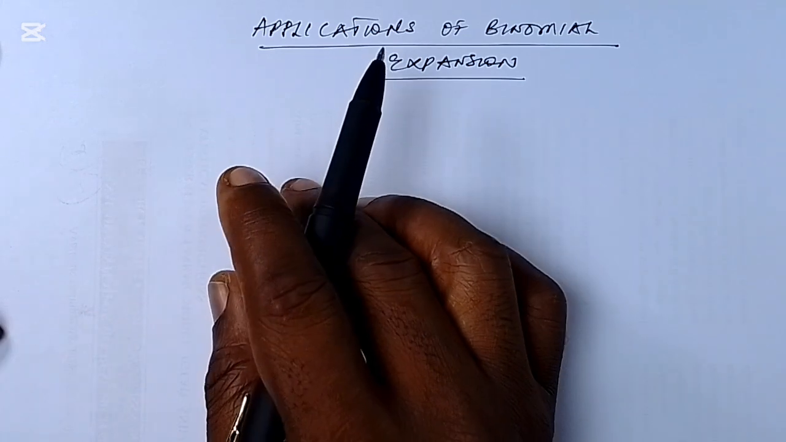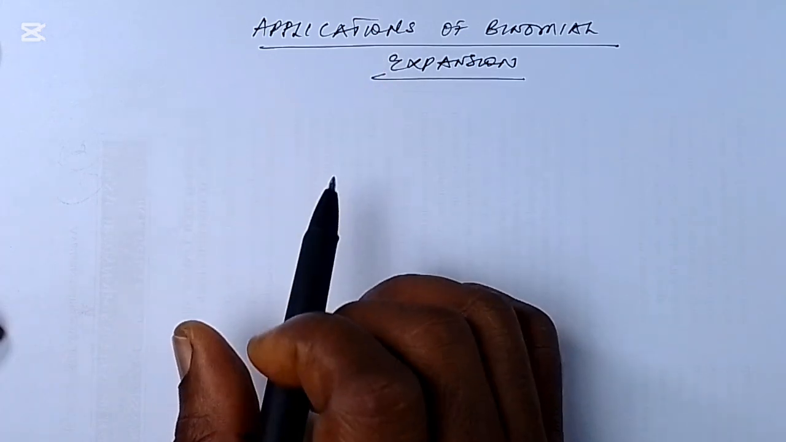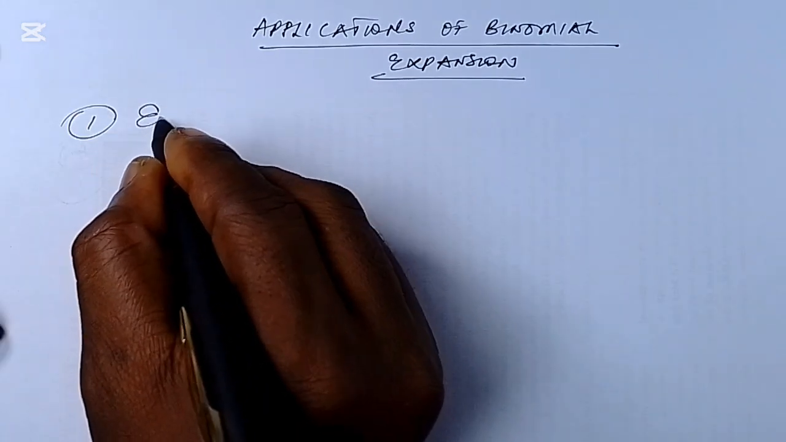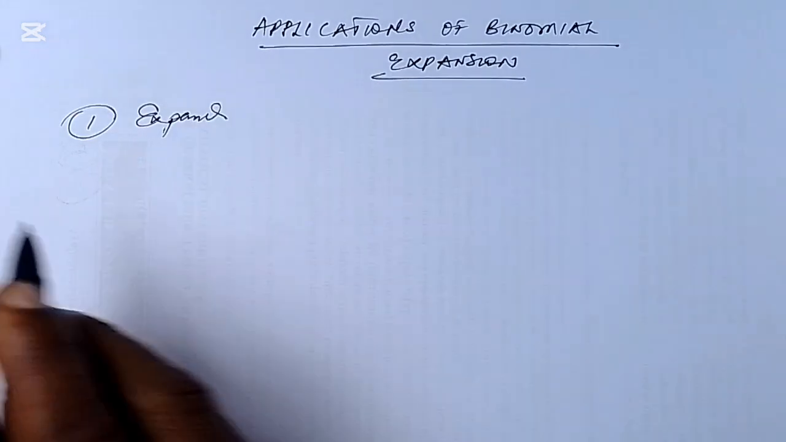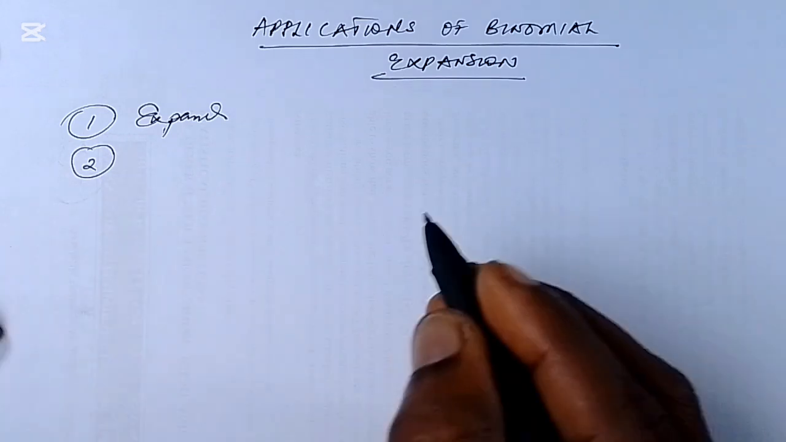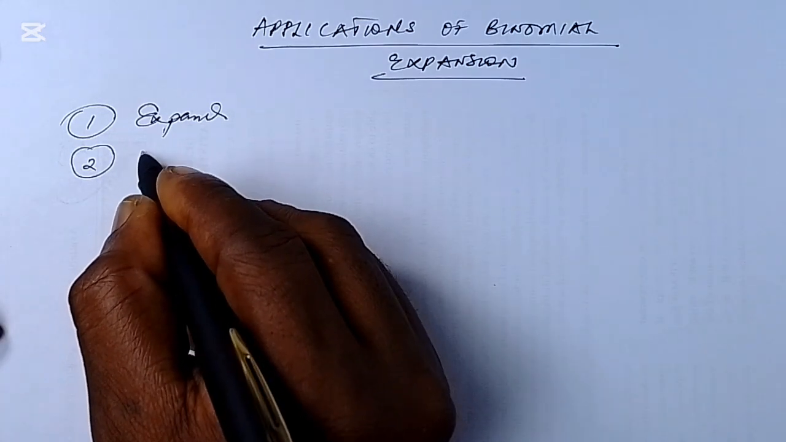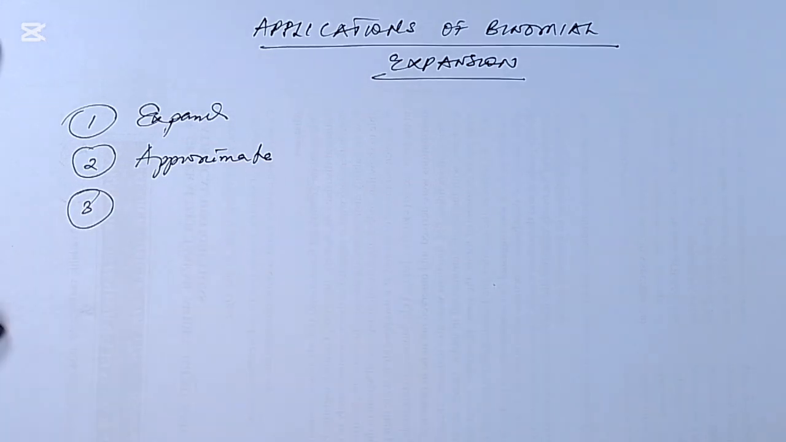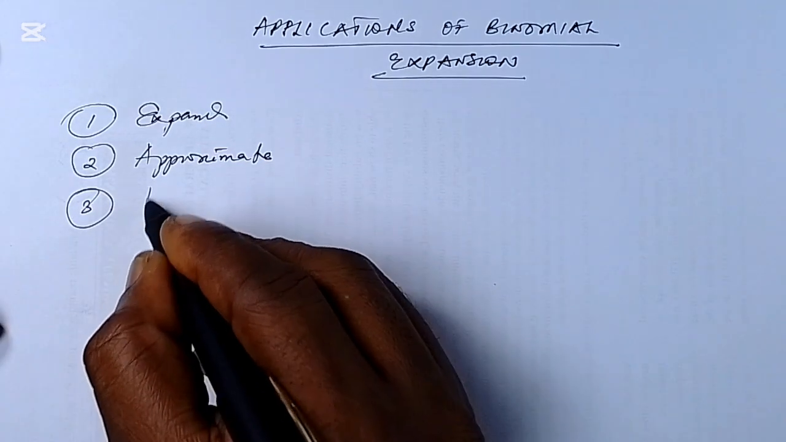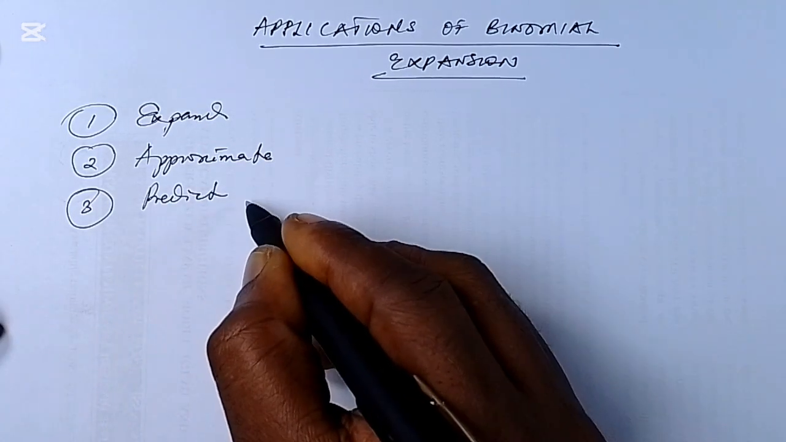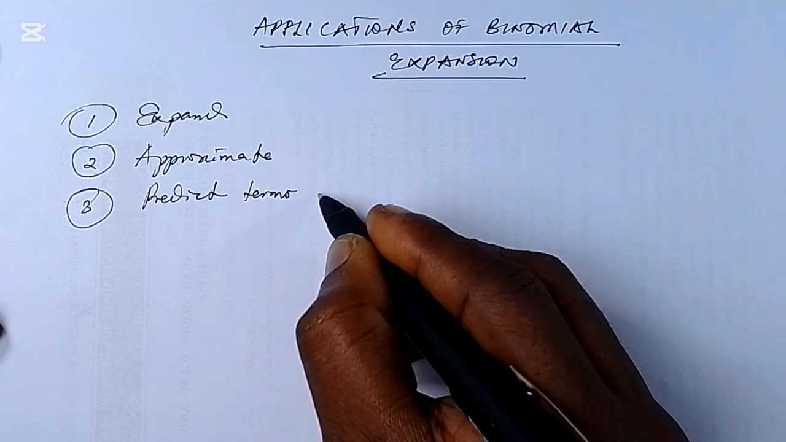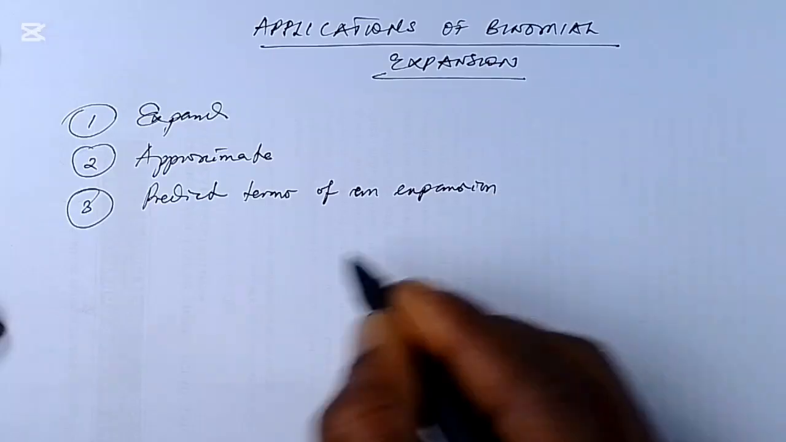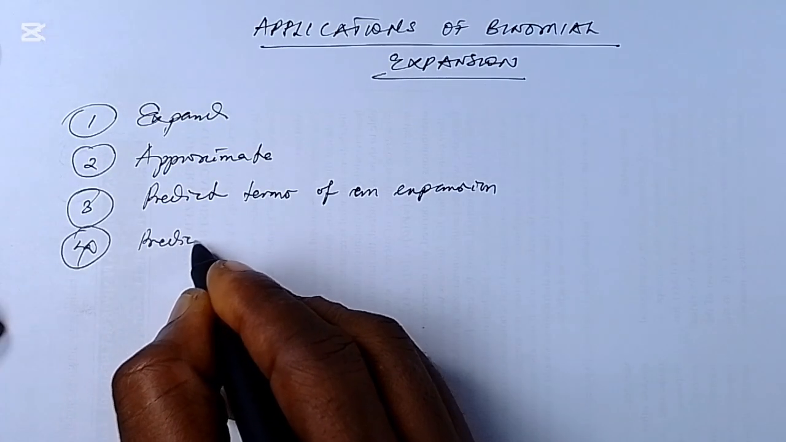That being said, let us begin this video by telling you 3 applications of the binomial expansion. Number 1, the binomial expansion primarily can be used to expand binomials. Number 2, the binomial expansion can be used to approximate. And number 3, you can also use the binomial expansion to predict terms of an expansion. And I would add a 4th one, to predict coefficients.